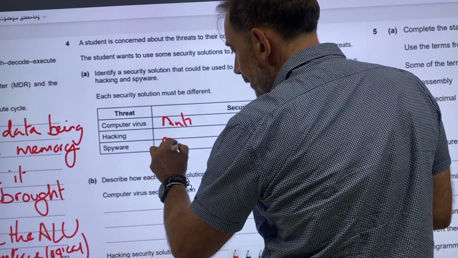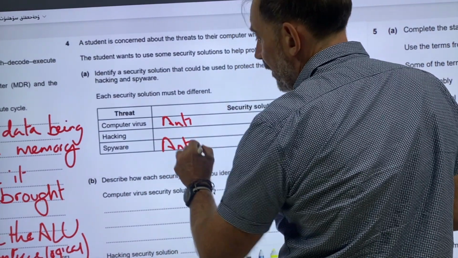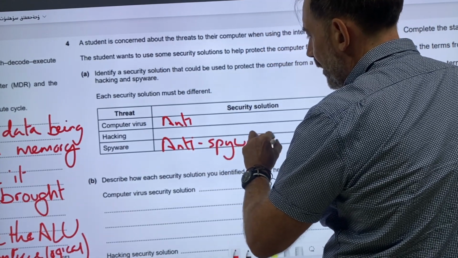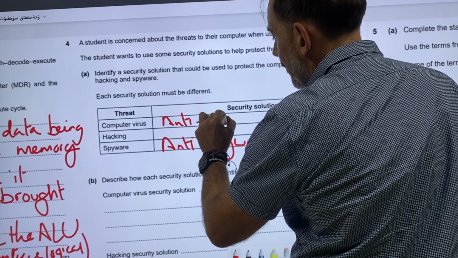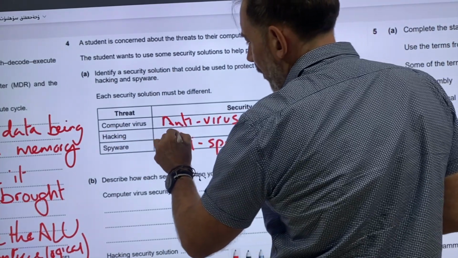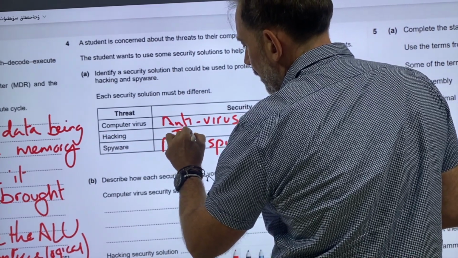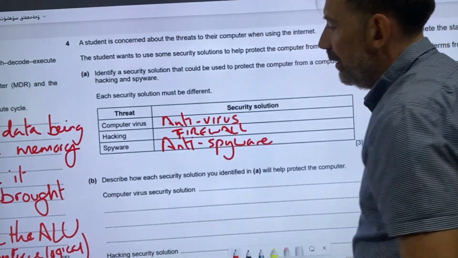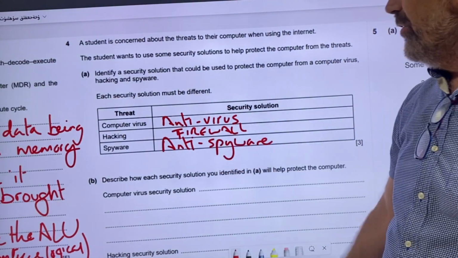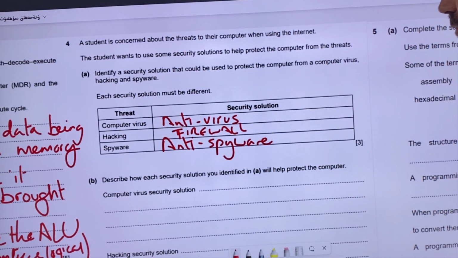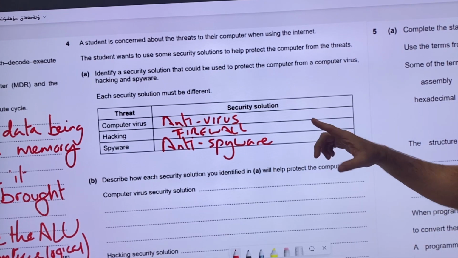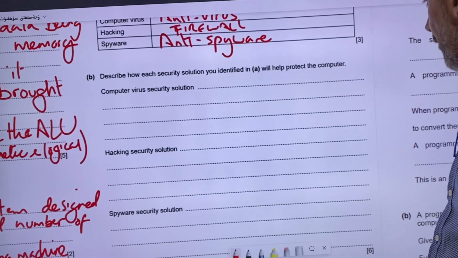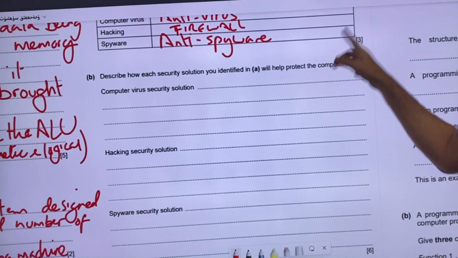Anti, anti. And the clue's in the question. Anti-spyware, anti-virus, and what I just mentioned before, a firewall. Okay, so antivirus, firewall, anti-spyware. Nice and easy. Okay, there's all sorts. I recommend these are probably the easiest ones. Okay, now we've got 6 marks. So that's 9 marks for this question.